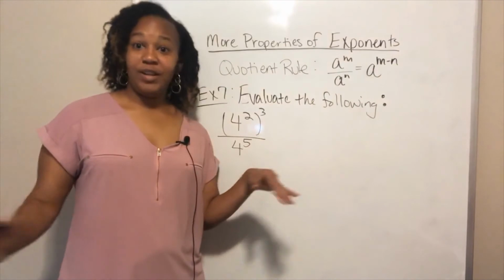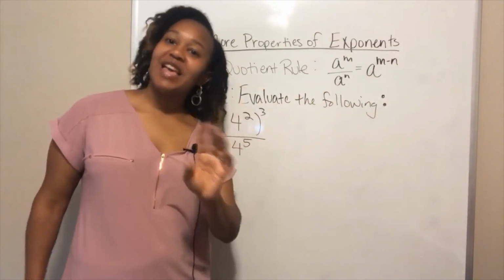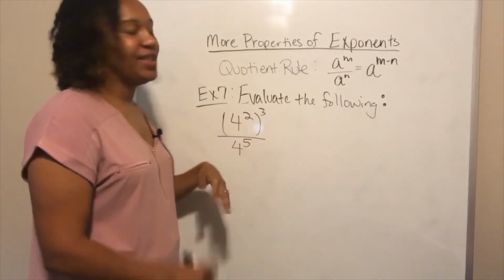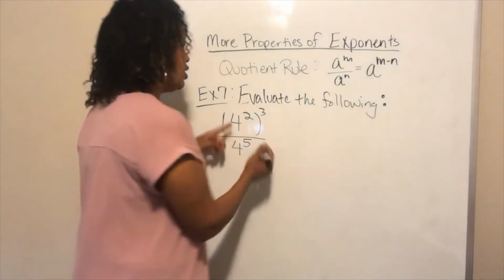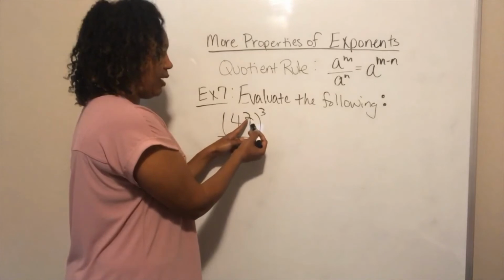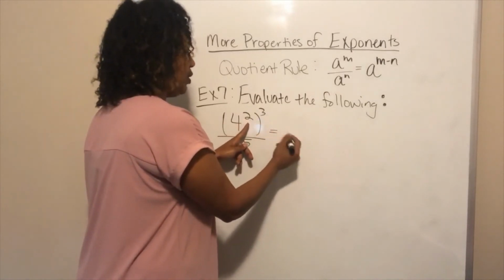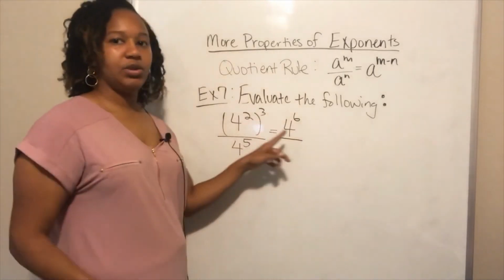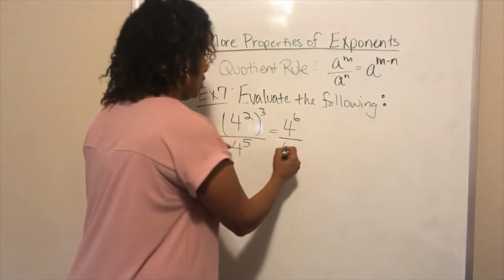Okay. I know I've done a lot of examples in this video, but this is the last one. I promise you. We're going to do 4 squared to the third divided by 4 to the fifth. And this just uses multiple properties. So the first thing we have is the power property here. We have an exponent being raised to another exponent. So you can combine those by multiplying the exponents. So 2 times 3 is 6. So that becomes 4 to the 6.